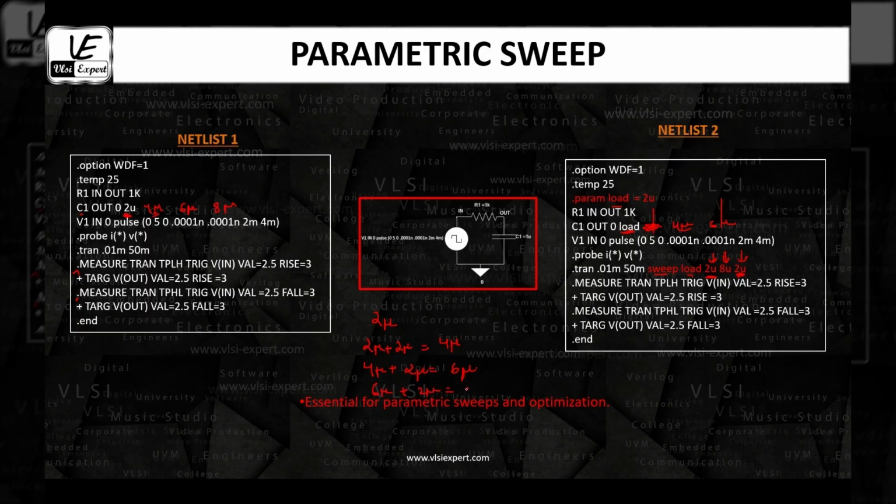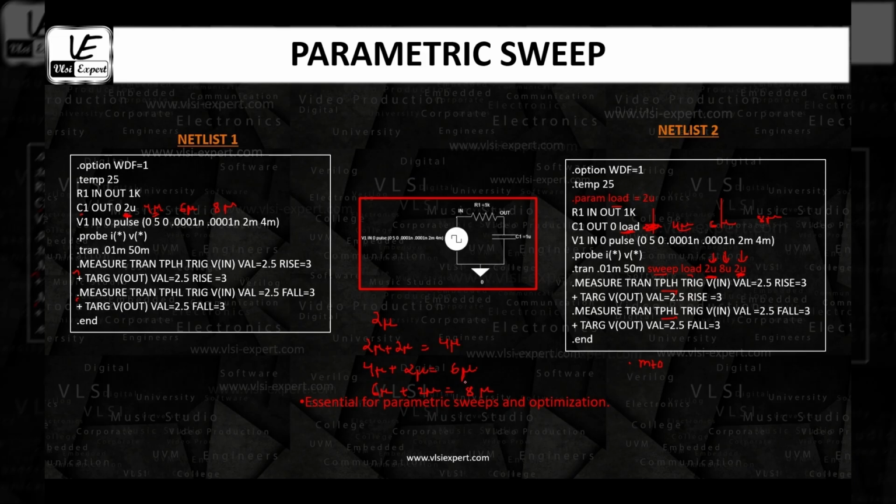Yes, so I have to go till 8 micron. Now at 8 micron, it will again replace this load with 8 micron, right? And it will run the simulation for this 8 micron load value. It will do the measure analysis using this measure statement and store this value. And at the output you will get an MD0 file which will contain TPLH and TPHL values for all the 4 loads, and this analysis will be done in one go.